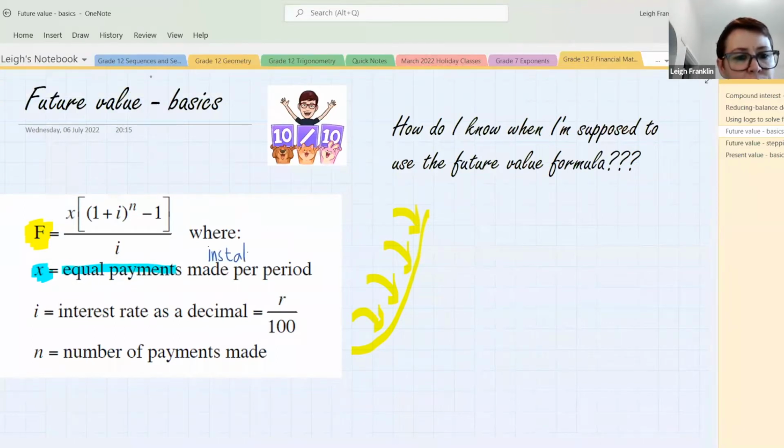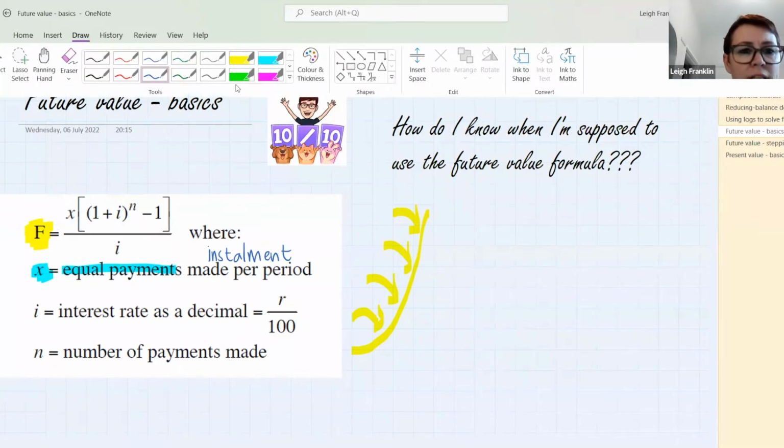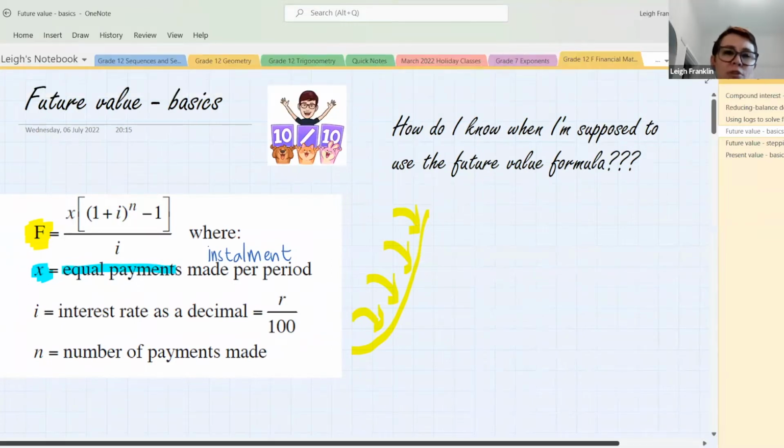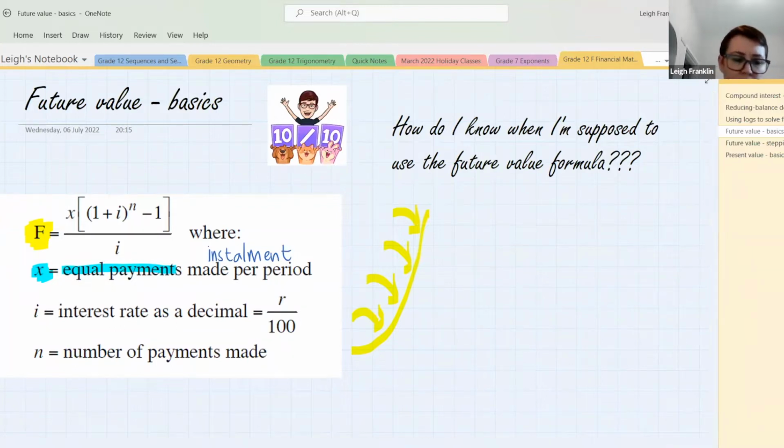So for example, you have a pension fund, and every month you make a payment into your pension fund of the same amount of money. That's your installment. We know very well what i is, our interest rate. Now N is something that's a little bit different from before, because when we've been speaking about compound interest, N represents the number of times that the interest is compounded in a particular period, whereas here it doesn't. N represents the number of payments that are made.